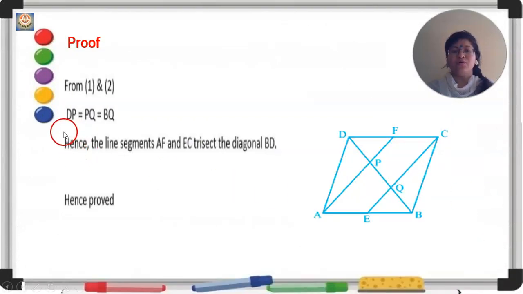So from 1 and 2, we have proved that AF and EC trisect segment DB. Hence, proved.